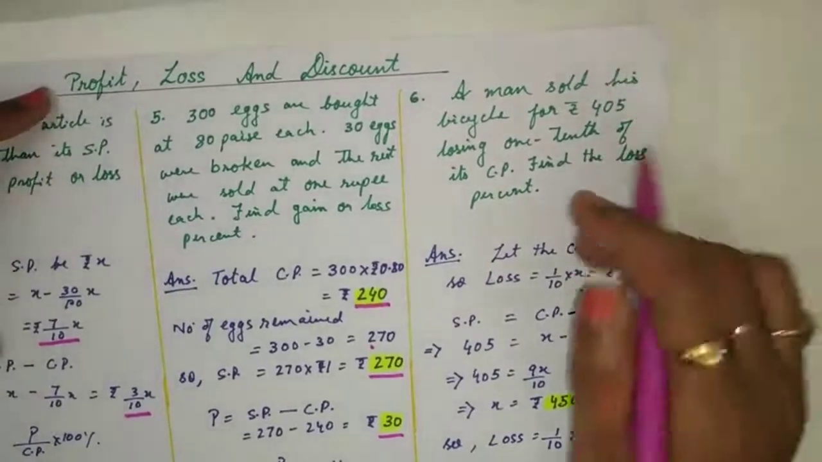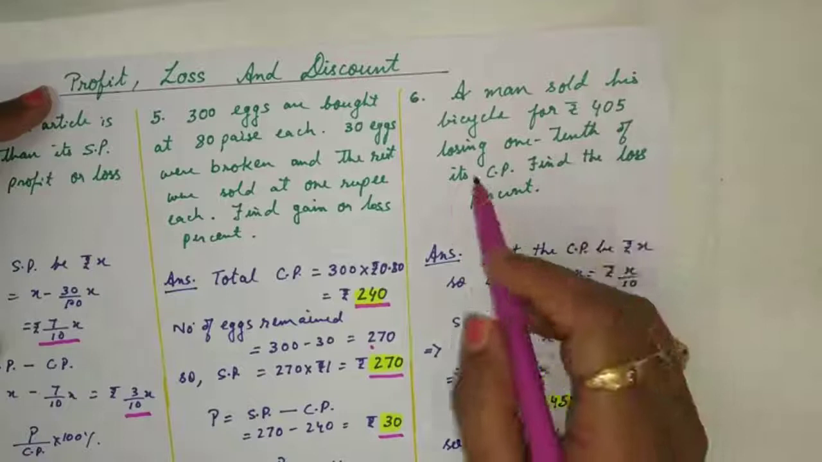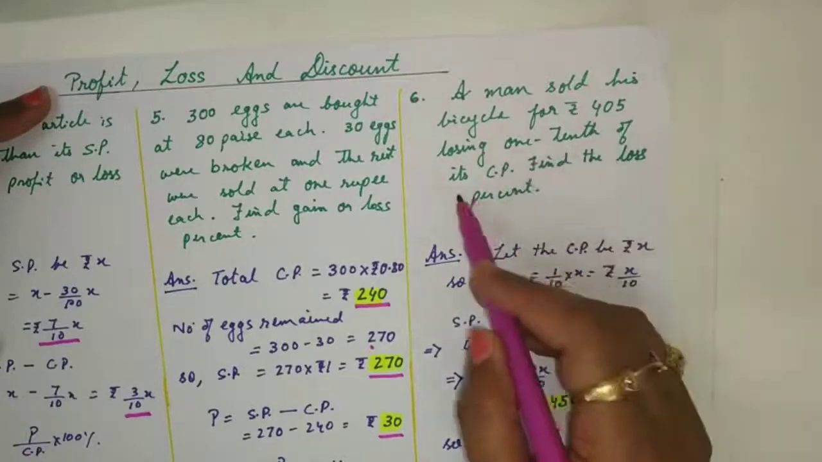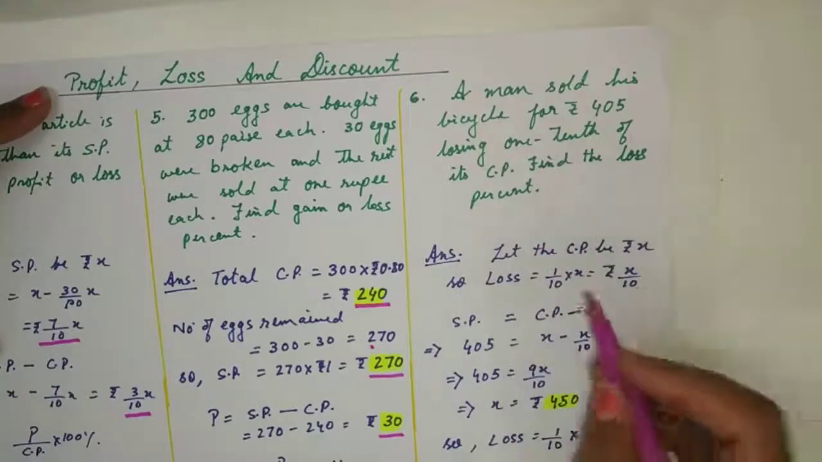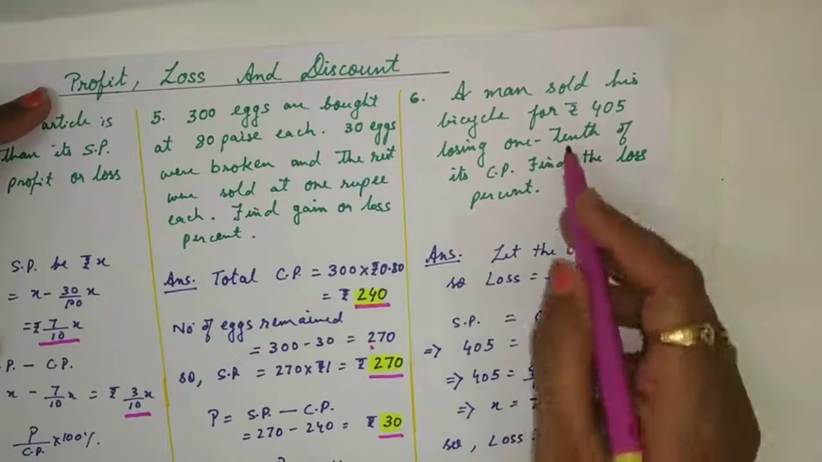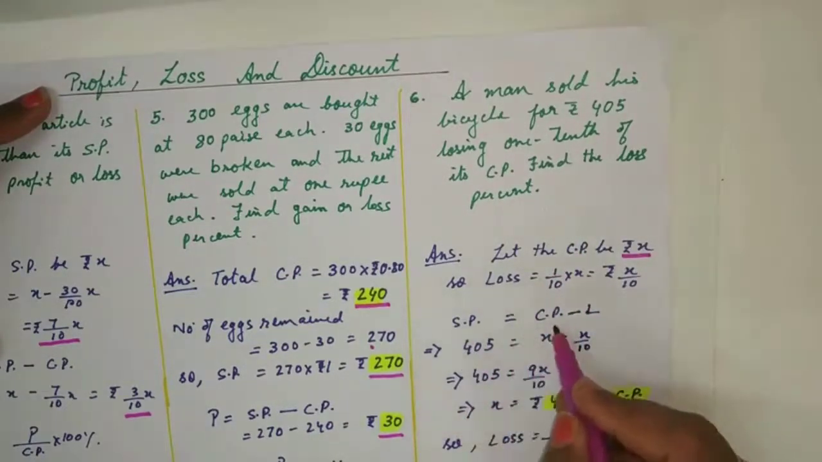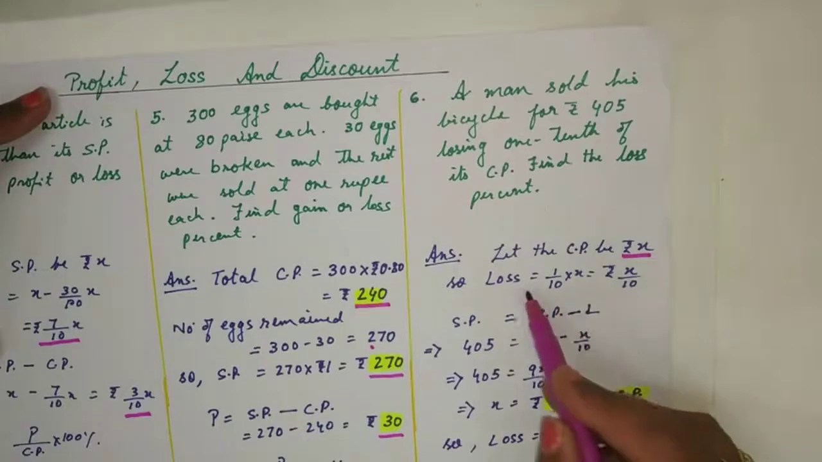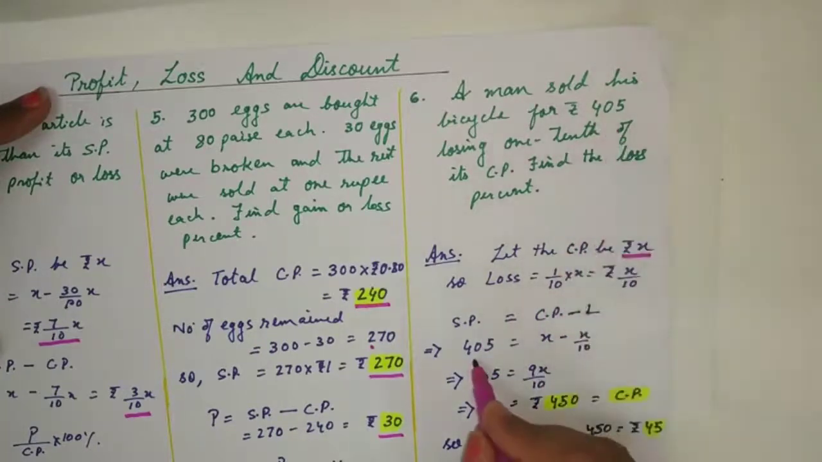So now the next question, where a man sold his bicycle for 405. We know the SP, but he loses 1/10 of the CP. We have got no discussion about the CP, so we assume the CP to be rupees X, and the loss is 1/10 of X, that is X by 10. So we know that SP is CP minus loss. We substitute, that is LHS: CP is X, loss is X by 10, and we know the SP given in the question is 405.